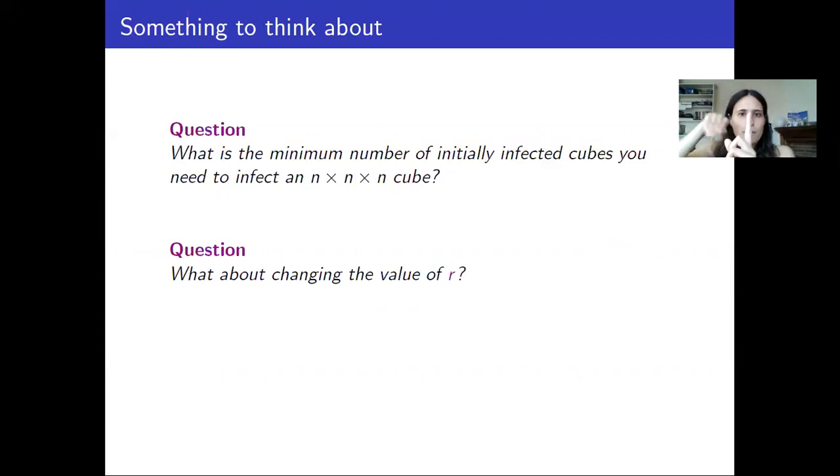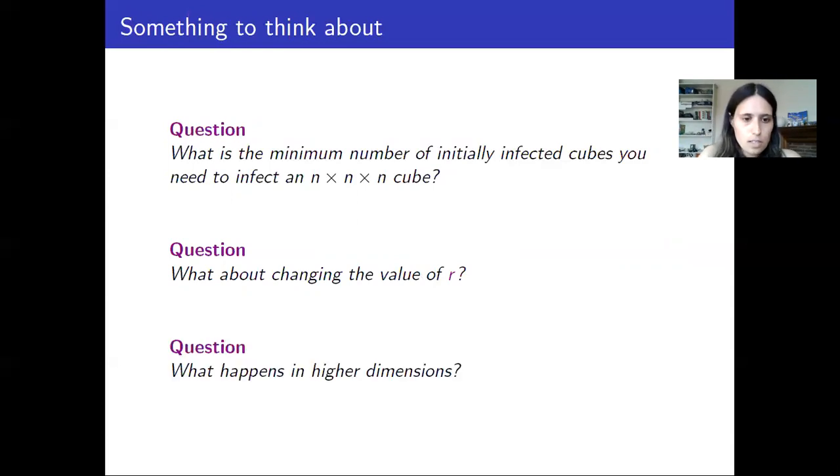But each cube in the middle has 6 possible faces for it to share with another cube. So instead of 2, why don't we insist that a cube becomes infected if it shares a face with at least 3 infected cubes, or 4? It's interesting to consider the generalization both to higher dimensions and also to changing the R of the process. So these are the two questions: what happens in higher dimensions, and what happens if you change the value of R?